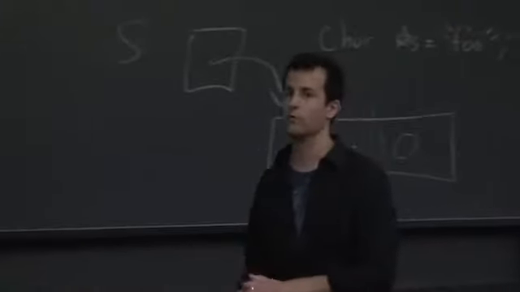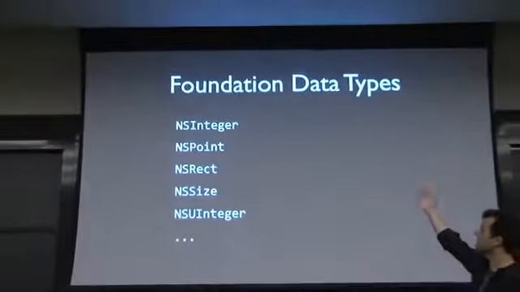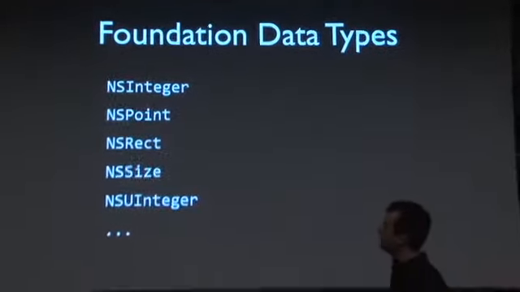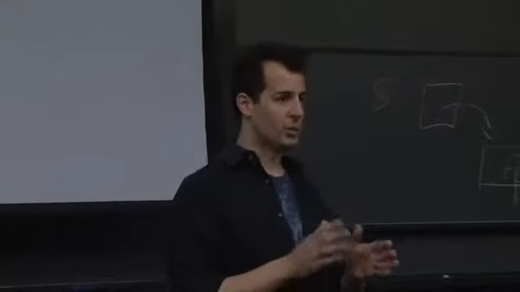Foundation data types. Foundation, again, just refers to Apple's big library that has a lot of basic building blocks. One of them is the function NSLog. Another of them is these data types: NSInteger, NSPoint, NSRect, NSSize, NSUInteger. The only downside here is that almost always you would assume in an OO world that capital letters imply these are classes. They're not. So these are actually primitives underneath the hood. It's a little unfortunate.